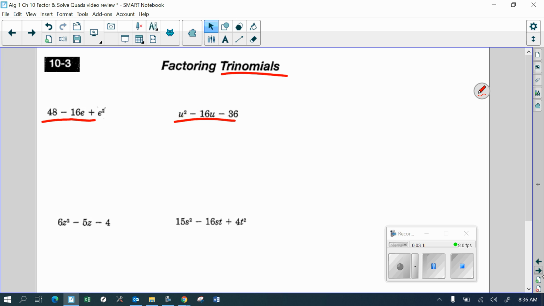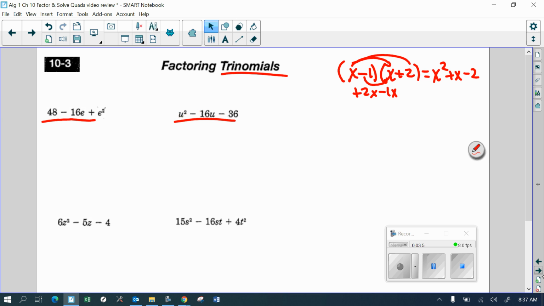Okay, so first off, let's just say I have two binomials. If I do x minus 1 times x plus 2, how do I get that answer? I distribute, I get x squared. Okay, then I have 2x, and I have a minus 1x, so 2x minus 1x is 1x, and then I have negative 1 times positive 2 is negative 2, and there's my answer. Remember from the last section, every time I multiply two binomials together, I always get a trinomial unless it's set up as a difference of squares.